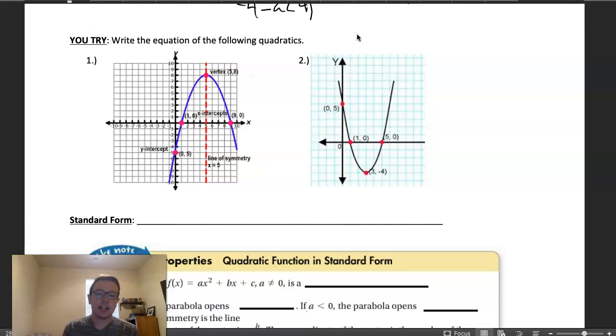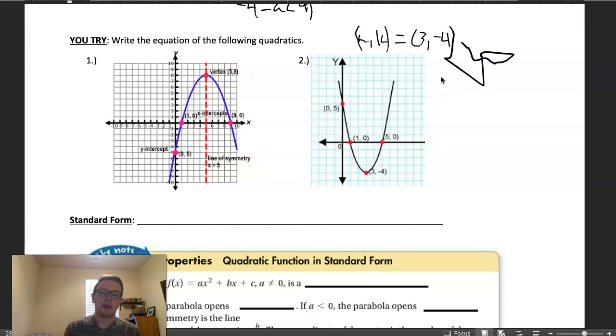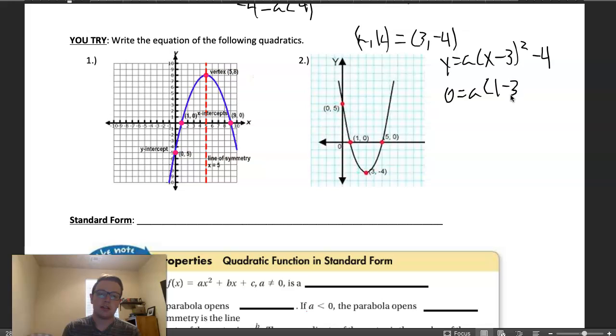Well, our vertex, or h and k, is going to be 3, minus 4. Meaning that we can substitute this into our equation as y is equal to a times x minus 3 squared minus 4. And now all we have to do is pick a second point to determine what a will equal. Let's go with this point over here, 1, 0, and see what that gives us. Y is 0, so 0 is equal to a times 1 minus 3 squared minus 4.